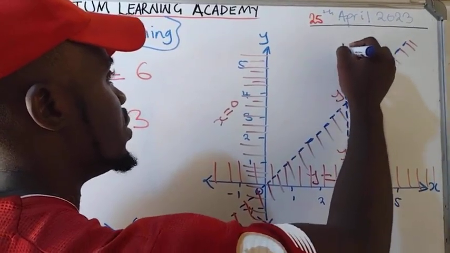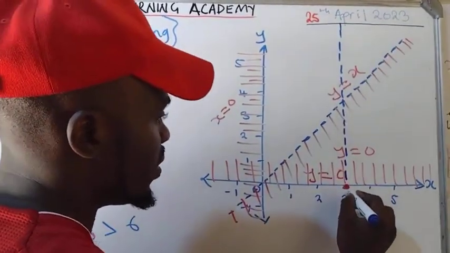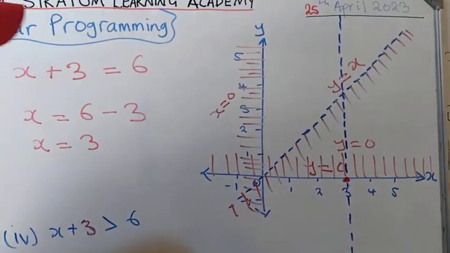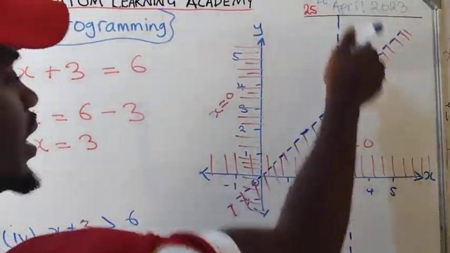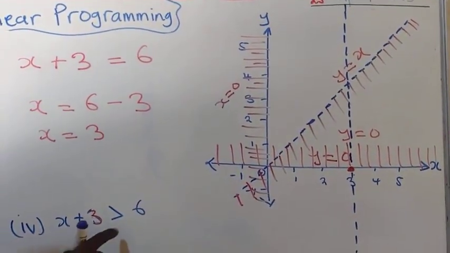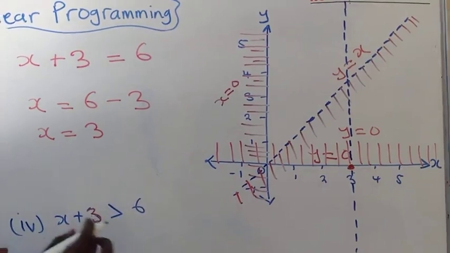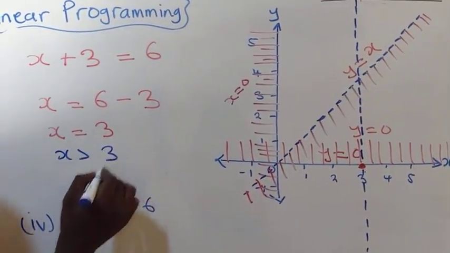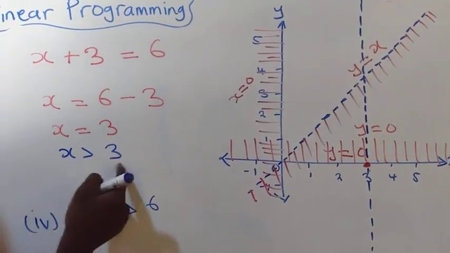Make sure you get a ruler. You place it on this point where x is equal to 3. So this is our line x equal to 3. Now they are saying greater. So we have solved this and it's x greater than what? 3. Okay, x greater than 3.